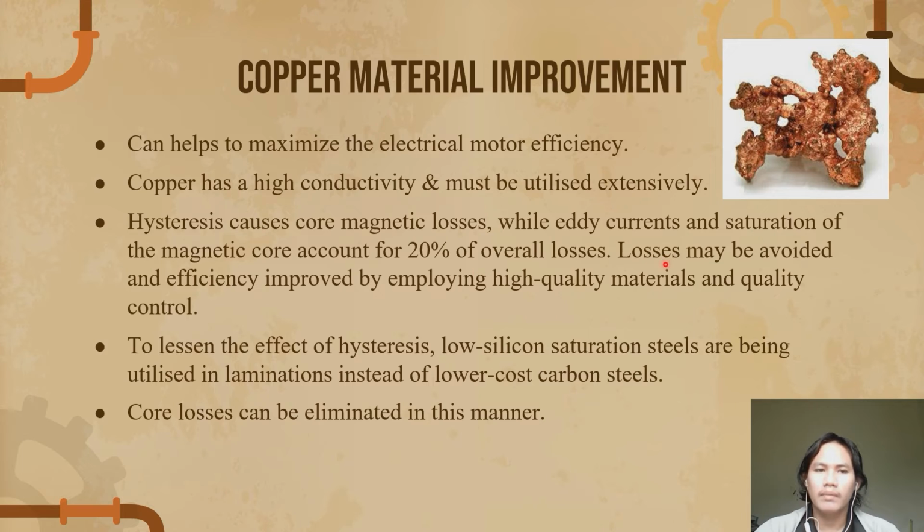These losses can be avoided and the efficiency can be improved by employing high quality materials and strict quality control. And to lessen the effect of hysteresis, low silicon saturation steels can be utilized in laminations instead of the lower cost carbon steels, and core losses can be reduced in this manner, which can improve the efficiency of the electrical motor being used.